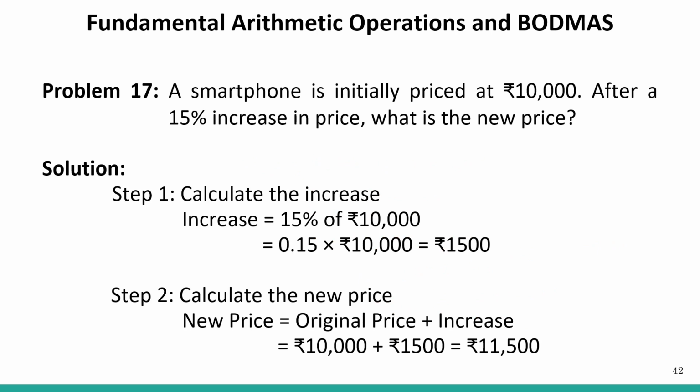So calculate the increase in price. So increase is equal to 15% of A. So this is equal to 0.15 into 10,000, that is 1500. We also evaluated the same. Okay, and we got the same answer. So in step number 2, what we did was we calculated the new price. New price is equal to original price plus increase in price. Original price or initial price was 10,000 and the increase in price was 1500. So the new price is 11,500.